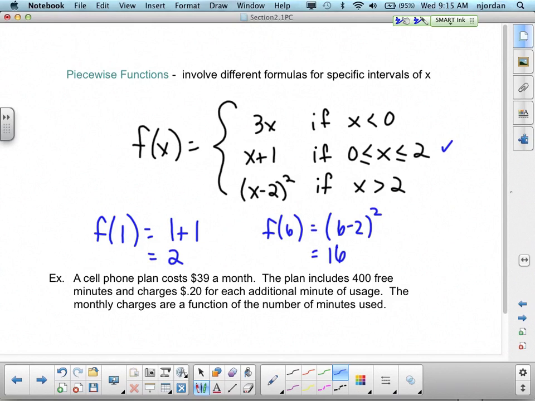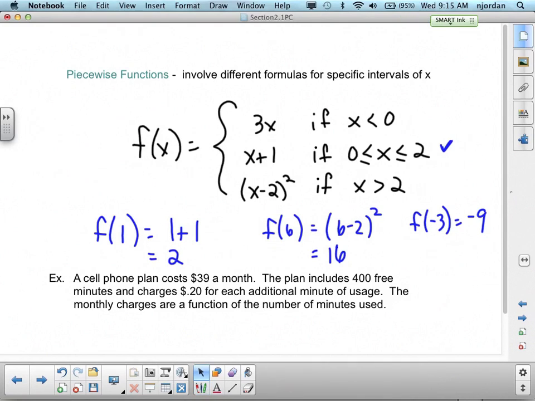Okay? And then finally, if we had something like f of negative 3, that's obviously less than 0. We plug it in for 3 times x, so 3 times negative 3, negative 9. Okay? If we had f of 0, what would that be? That does not fall under the first equation. It falls under the second one. So we plug it in again for this one right here, and we would get 1.